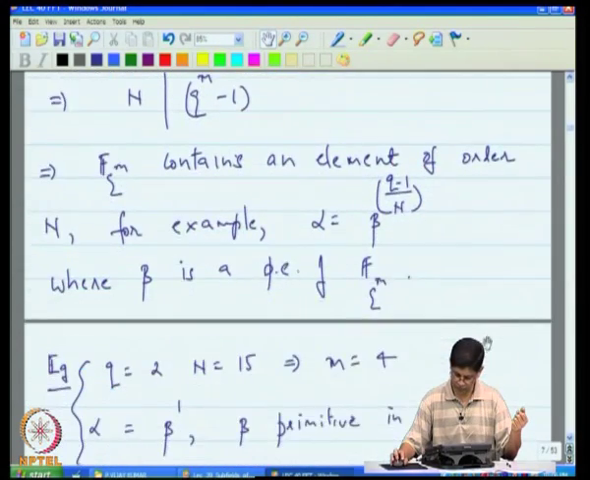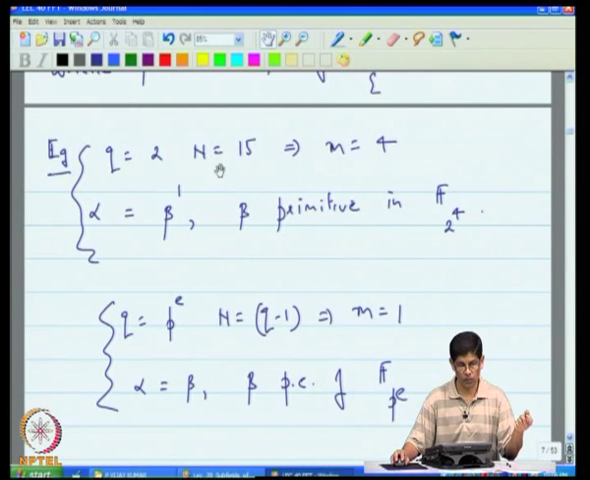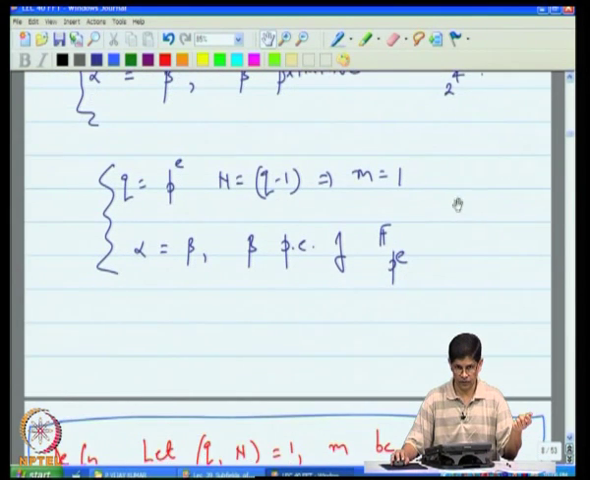All right. So, let us keep going. For example, when q is 2, n is 15, then the smallest power of 2 which will give you 1 mod 15 is 4, because 2 to the 4 is 16, which is 1 mod 15. And here it turns out that you need an element of order 15, but the primitive element in F_{2^4} is itself of order 15. So, that does it for you.